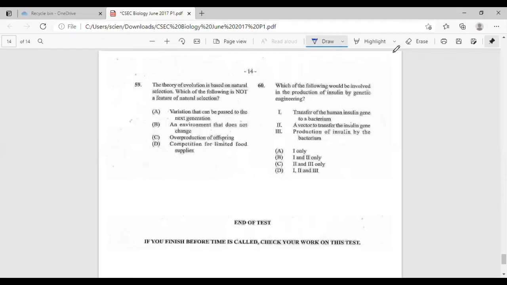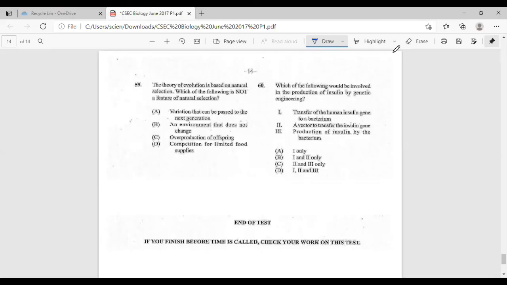Question 59. The theory of evolution is based on natural selection. Which of the following is not a feature of natural selection? So we have A, variation that can be passed to the next generation. B, an environment that does not change. C, overproduction of offspring. D, competition for limited food supplies.